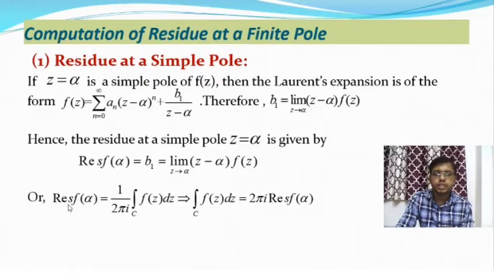Or the residue of f at α is equal to 1 by 2πi closed integration over C of f(z) dz, and from this we get the integration over C of f(z) dz equal to 2πi times the residue of f at α. So this is the integral value of f(z), and it equals 2πi into the residue of f at α.